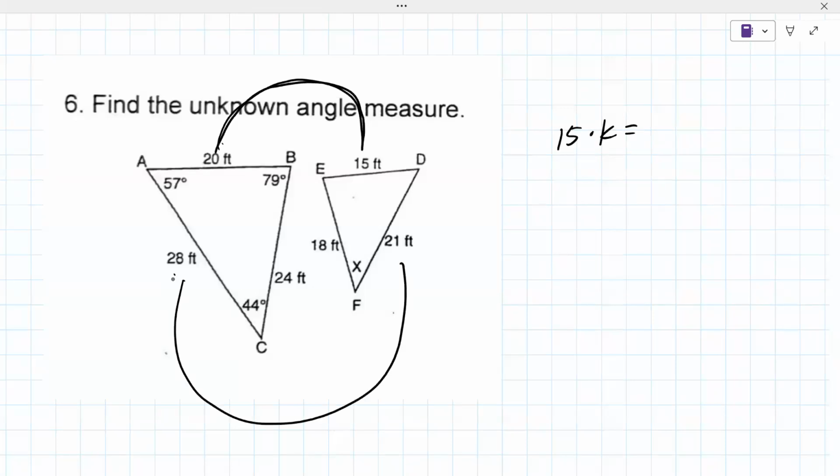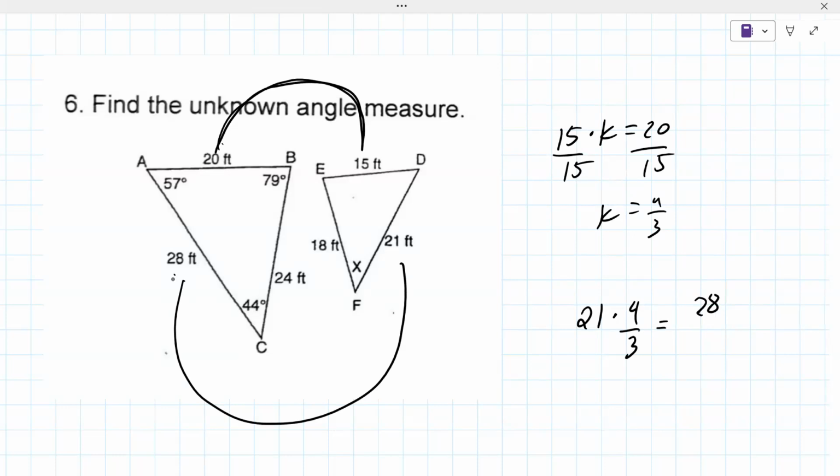15 times k equals 20. Divide by 15. K is 4/3. 21 times 4/3 is 28. That's the way to do it, is to figure that out.